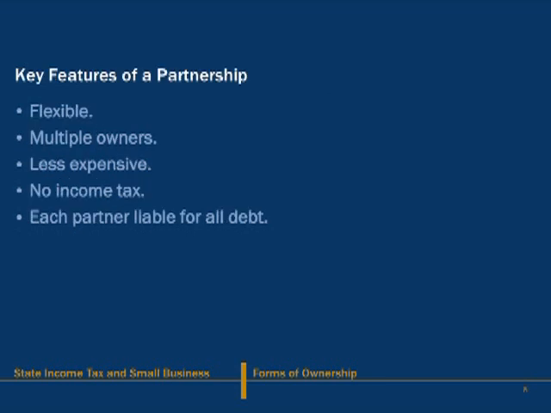Key features of a partnership are that it is flexible and relatively easy to set up. The partners decide the structure of the organization and the distribution of the profits and losses. A formal written partnership agreement is advisable. It's recommended that a partnership establish a separate bank account to run the business operations. A partnership allows more than one owner, unlike a sole proprietorship. The cost to form a partnership is generally less expensive than a corporation.